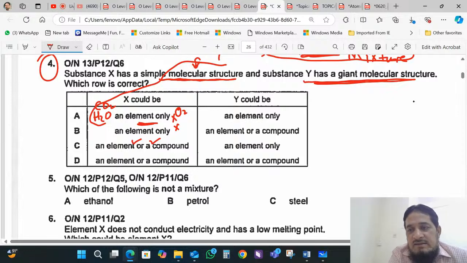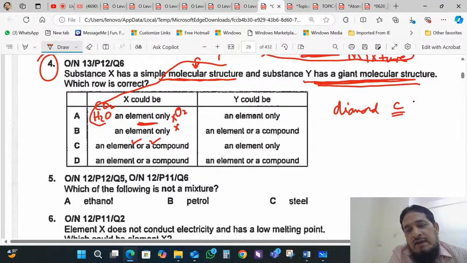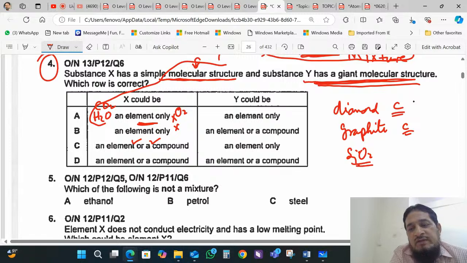And then the giant molecular structure. For the giant molecular structure we have studied diamond. Diamond is carbon, and we have studied graphite. Graphite is also carbon, but we have studied silicon dioxide as well. Now, SiO2 is a compound. So he is saying this is element only or element or compound.